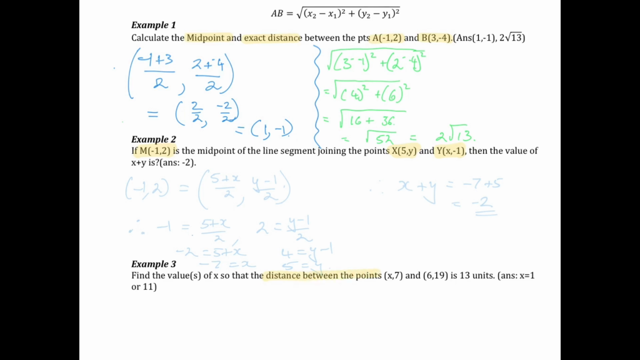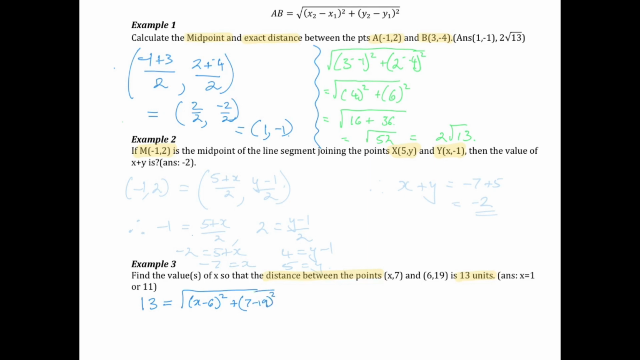Example 3, same thing, except we've got a distance between points that is actually 13, so we know we're using the distance formula. So 13 has to equal the square root of (x2 minus x1) all squared plus (y2 minus y1) all squared. So 13 is equal to the square root of (x minus 6) all squared plus (7 minus 19) all squared.